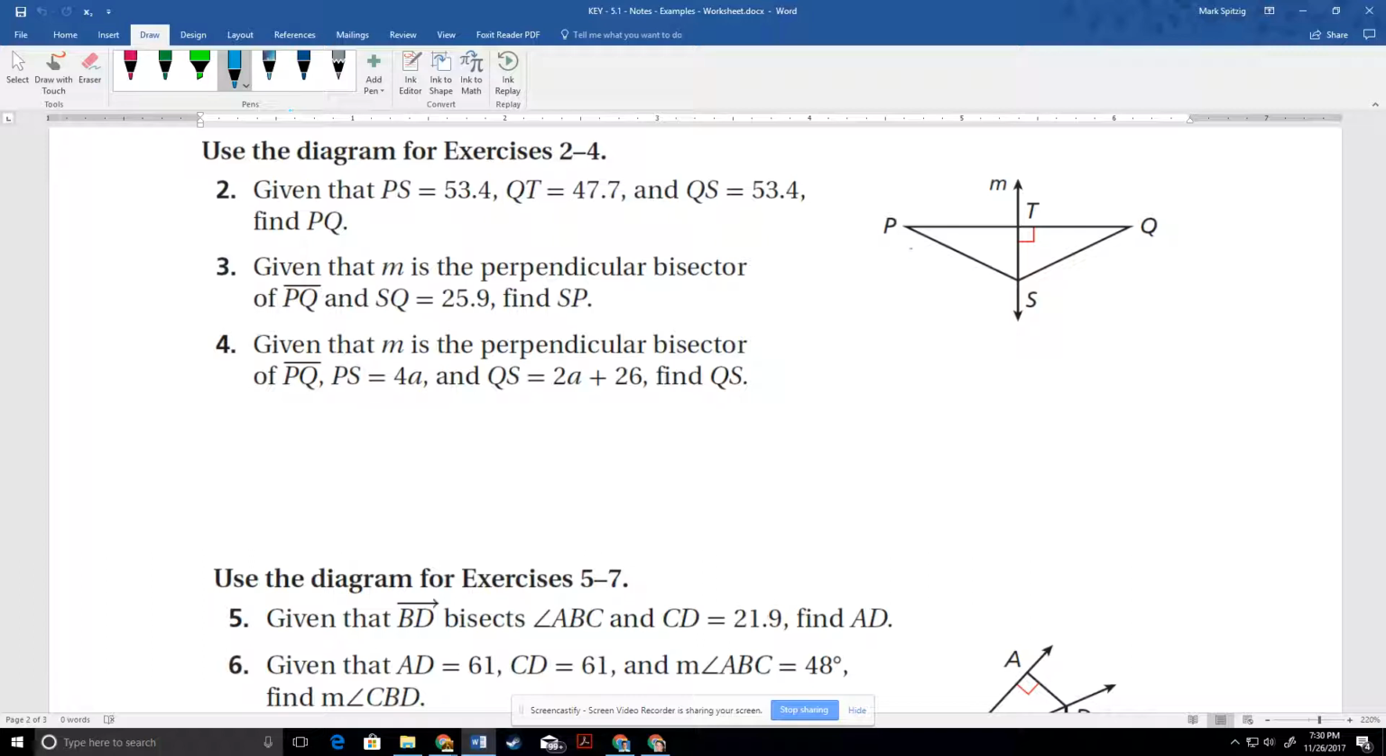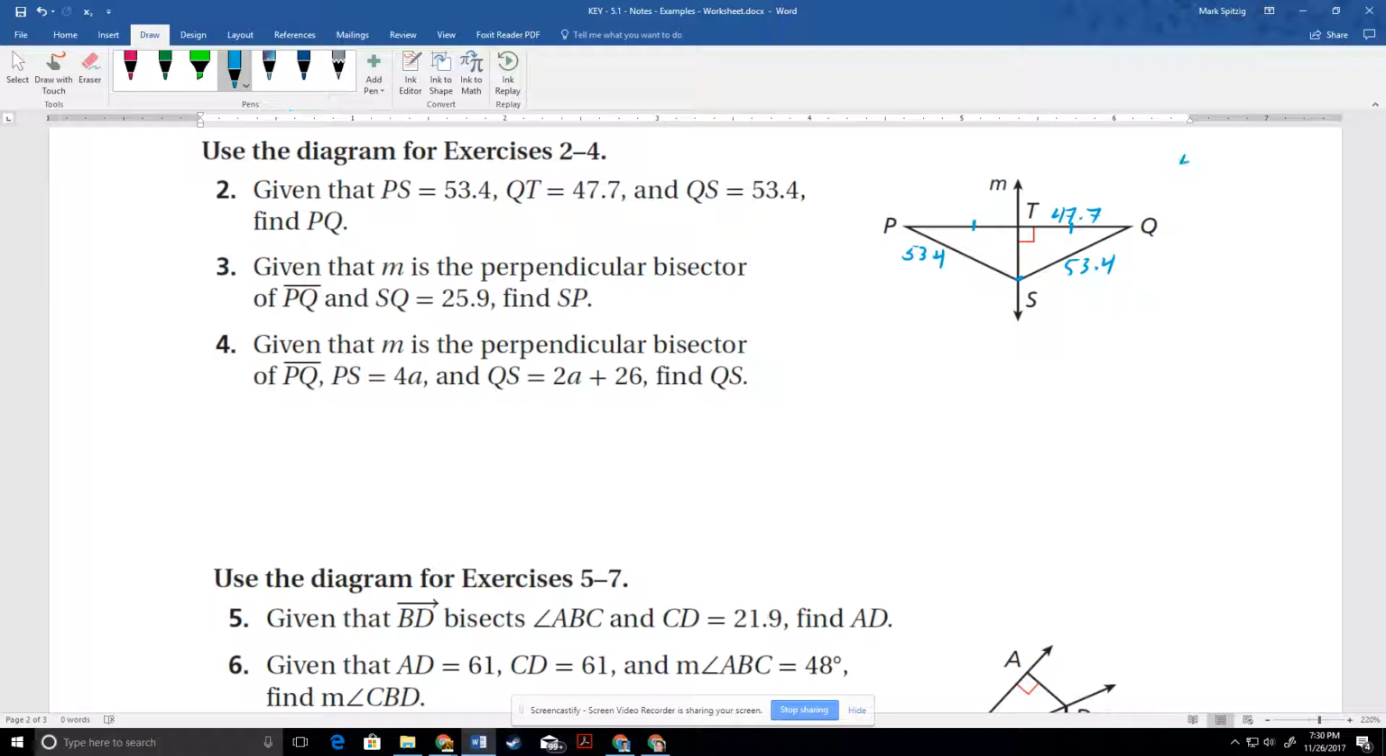We know that this is 53.4. QT is 47.7 and QS is 53.4. We basically know that S is equidistant from the endpoints, which means TQ and TP are the same because this is a perpendicular bisector. It's bisecting it, so find PQ.